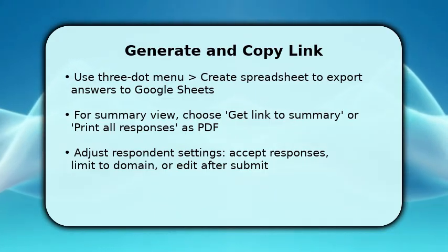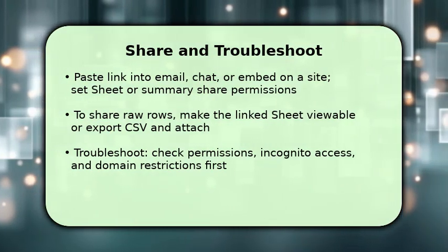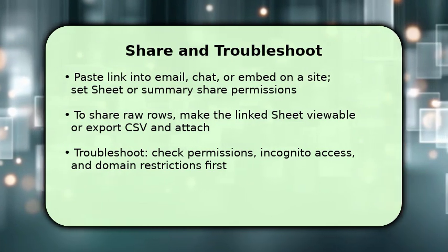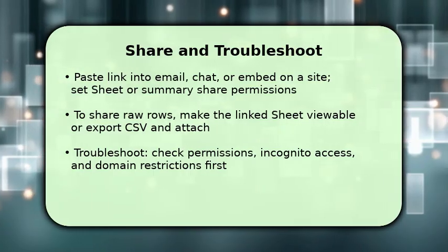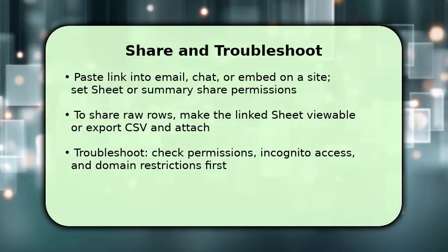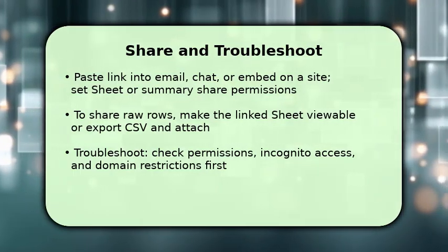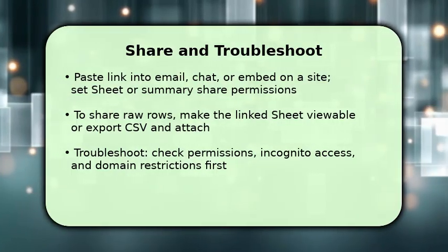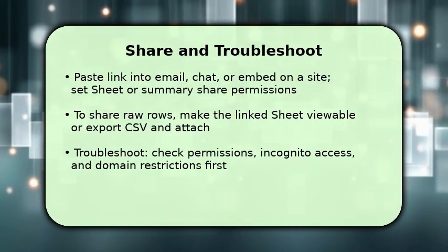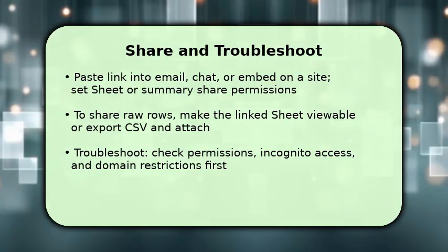Now share the copied link wherever you need it: email, chat, or a website. Make sure the destination item, the summary page, or the linked spreadsheet has appropriate view permissions so recipients can open it without signing in. If you need editable data, share the sheet with edit rights or export a CSV and attach it. If someone reports access issues, immediately check permission settings, test the link in an incognito window, and verify domain restrictions. Those three.